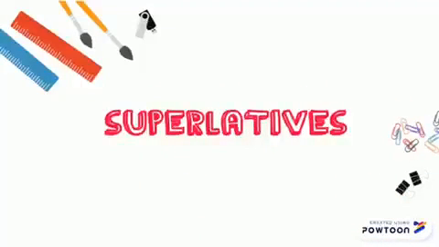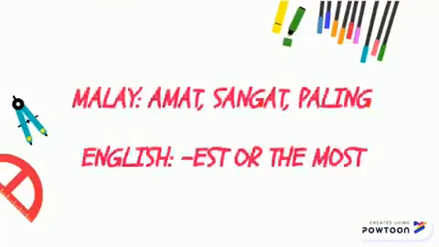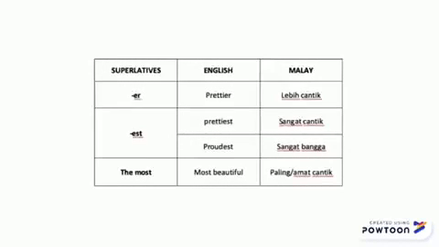Superlatives. Superlative is known as expressing the highest or a very high degree of a quality. Usually, in Malay, they use amat, sangat, or paling, while in English, they add on est to the root word or the most. We can tell that both English and Malay languages are easy. For example, in Malay, we only add on lebih, sangat, paling, or amat before the adjective, while in English, we add on the letter er, est, or add the most before the adjective.